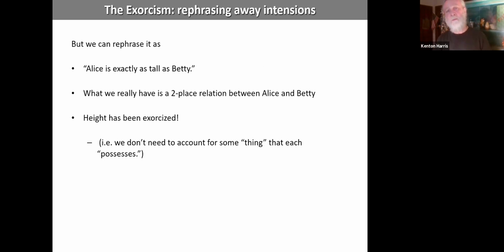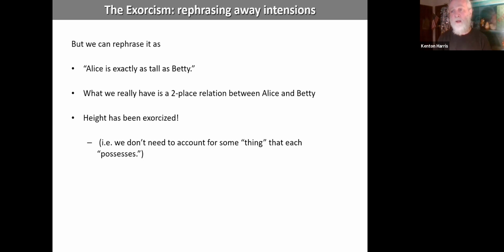But notice if I simply said Alice is exactly as tall as Betty, well, now we only have a two-place relationship. It's just Alice and Betty. Alice is as tall as Betty. Betty is as tall as Alice. And we need not talk about a height at all. Height seems to have been exercised, right? So there doesn't need to be this thing that they both possess.